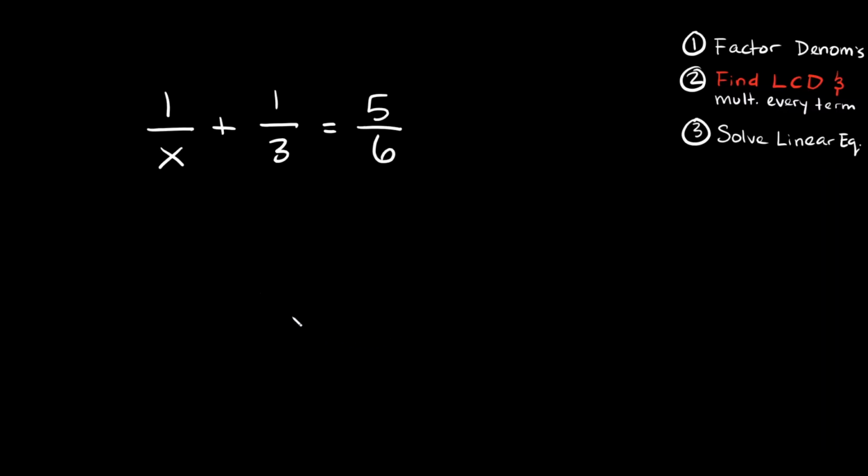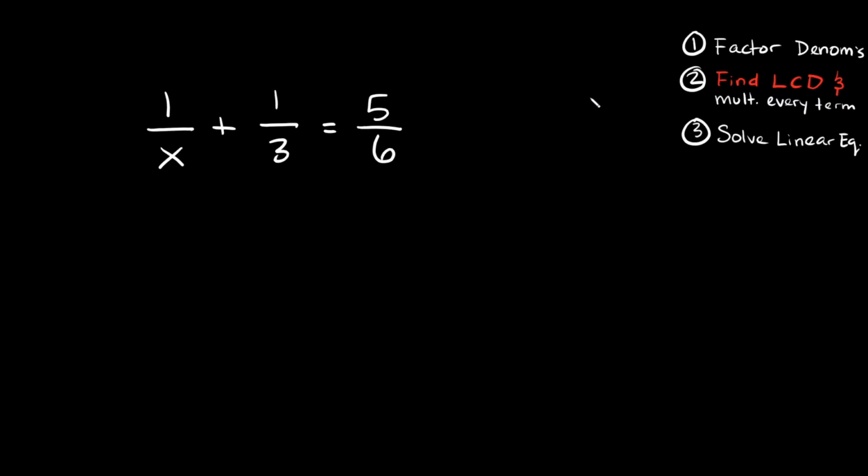So in this video, I'm going to teach you how to solve rational equations, all right? You can basically break these down into 3 steps. First of all, you want to factor the denominators if that's possible. Second step would be finding the LCD, which is the least common denominator or the lowest common denominator.